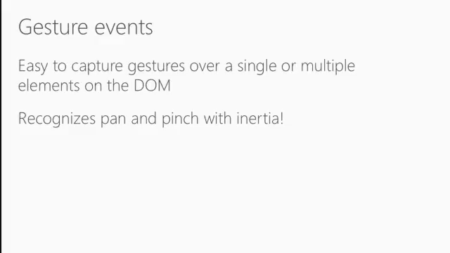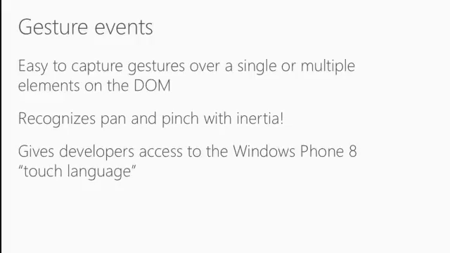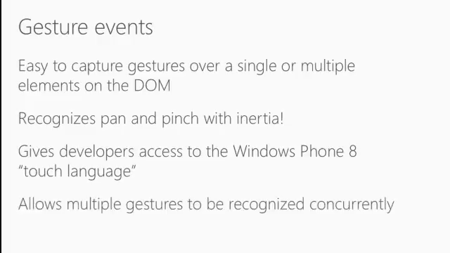And we even give you the inertia callbacks so you know how to scroll smoothly the same way native applications would do. So in a nutshell, the marketing keyword here is that we're giving you access to the Windows Phone 8 touch language. Another very important thing, especially if you want to touch your device with multiple hands, you can recognize multiple gestures simultaneously on different elements on the DOM. Not particularly important, but interesting that you can do it. So I want to see a lot of creativity from this room when the conference ends.